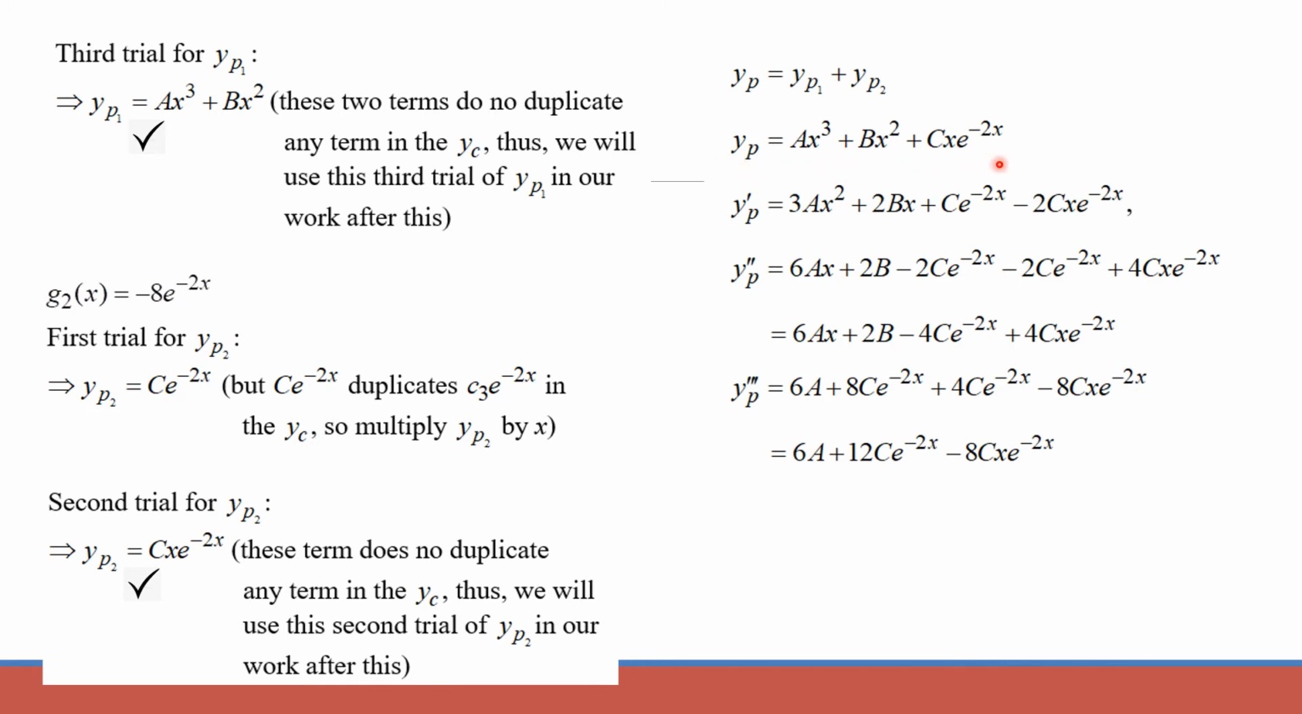And after this, the method is as before, where we have to differentiate the yp. How many times do we need to differentiate? Since this DE is of third order, we have to differentiate it 3 times. Okay, so I've shown you the differentiation of the function yp, yp prime, yp double prime, and yp triple prime.